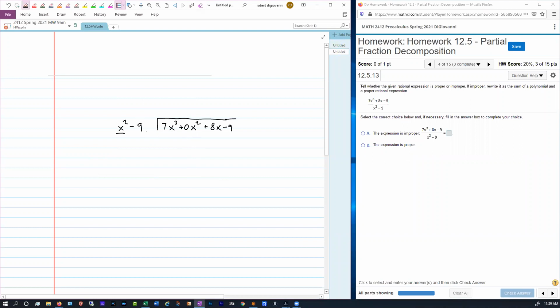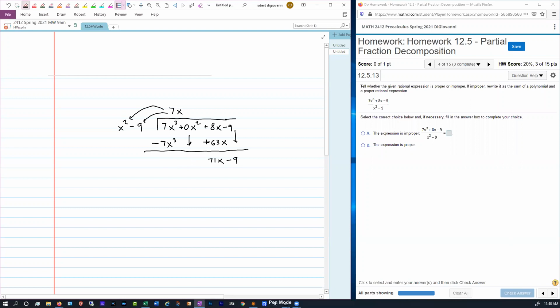Now, in order to turn x squared into 7x cubed, I need to multiply by 7x. And then when I multiply that 7x times this, I get 7x cubed. And then 7x times this, I get negative 63x. So I'll put that here. Now we come through and subtract. So it changes that to a minus, changes that to a plus, and then we add down. So we get 0 here, we get 0 here. Here we're going to get 71x. And then when we bring the minus 9 down, we have minus 9.